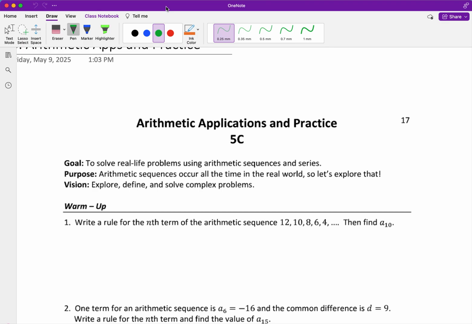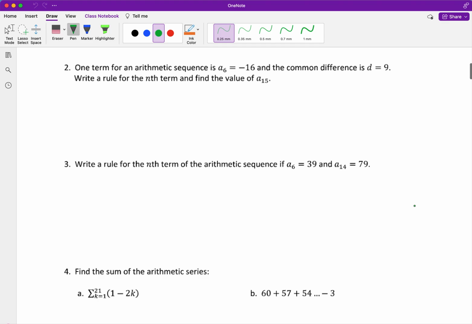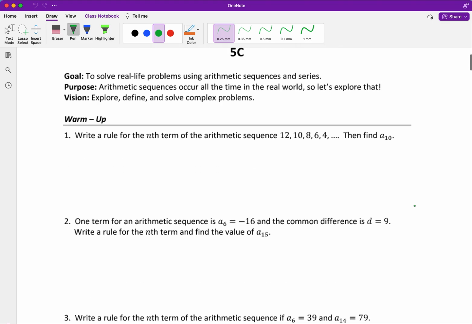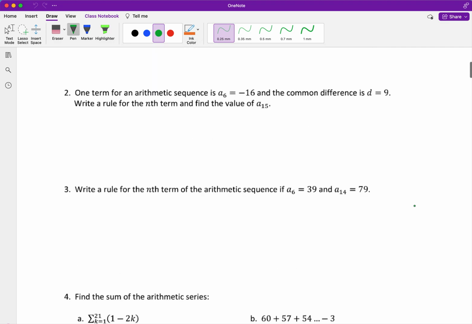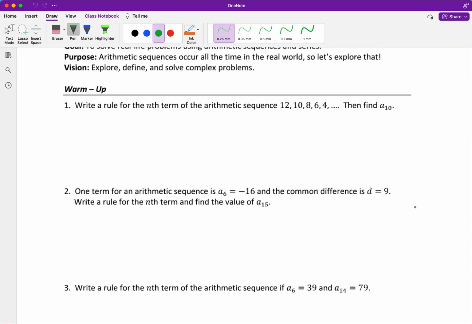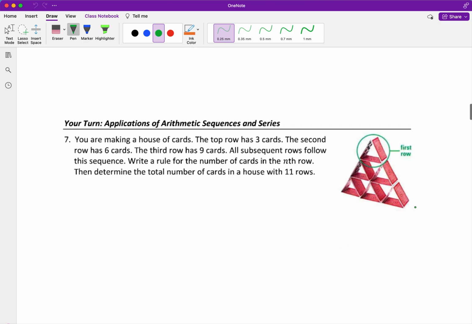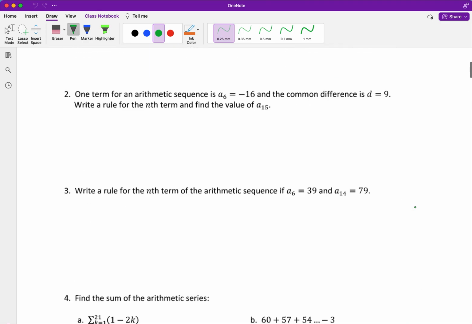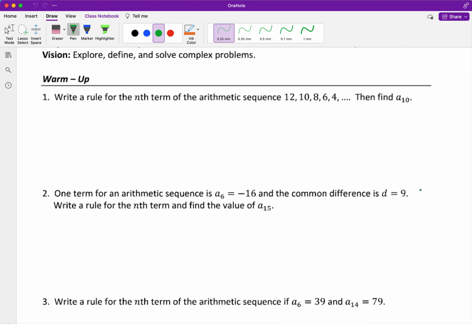So the first bit is entirely just like a warm-up practice of everything we've been doing for the last couple days. All right, so questions 1, 2, 3, and 4. You can work on that. If you want, you can watch me solve it, or you can skip to the next part where we're going to do some word problems together so you can see what's going on with that. All right, so I'm going to start with the warm-up and go from there, and you can just fast forward a little bit until you figure out when I start the applications.